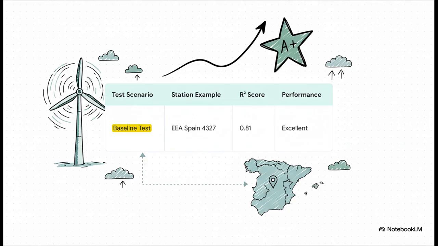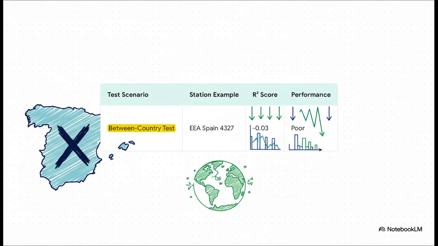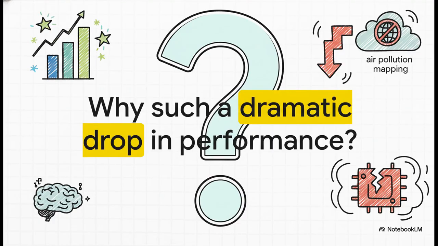Excellent performance. But look at this. This is the exact same station. But this time, the model was trained without seeing any data from Spain at all. And the performance just falls off a cliff. The score plummets to negative 0.03. That's not just an F, that's worse than just randomly guessing. It's a total failure. So what happened? How does it go from being a straight A student to this? Why does it fail so spectacularly when it's somewhere new?